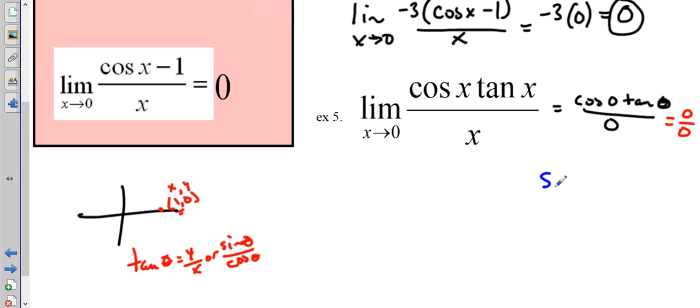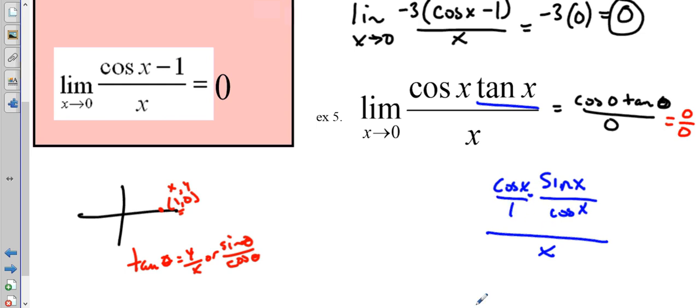So I'm going to write that as, well, that's tangent: sine of x over cosine of x. That's the tangent, just so you know. Times cosine of x, all over x. Now, hopefully you know something. Yeah, the cosines cancel out. We then now have this.